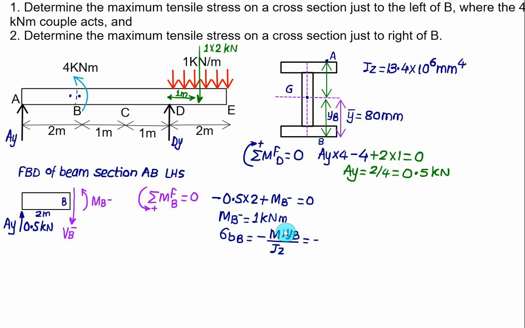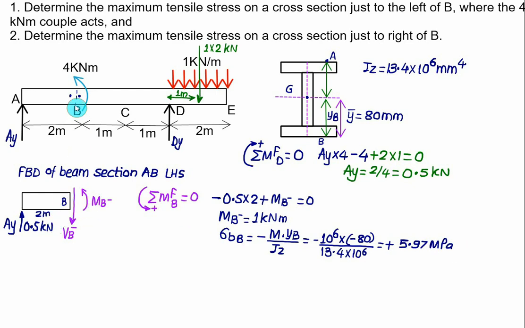So we have minus 1 kilonewton meter, that is minus 10 to the power 6. The value of y_B you have to take is negative, minus 80, divided by I_Z. I_Z is 13.4 into 10 to the power 6. So this will give you a positive value. Positive means tensile. So bending stress at point B is tensile and comes out to be 5.97 megapascal if we are on the left hand side.